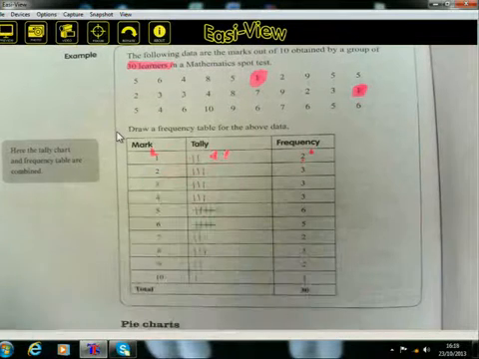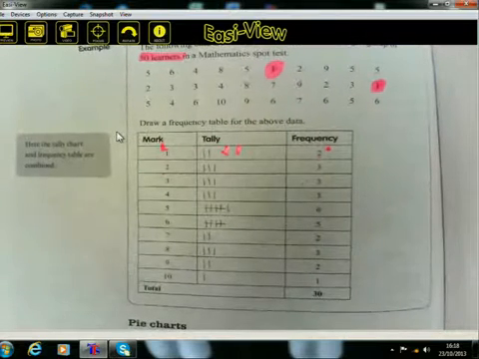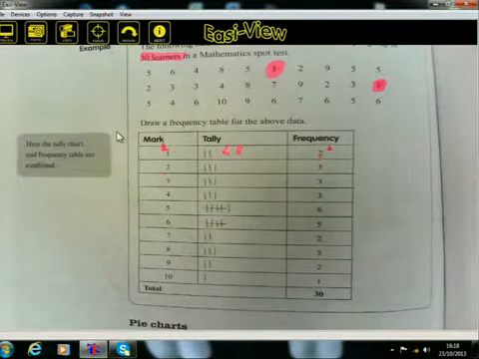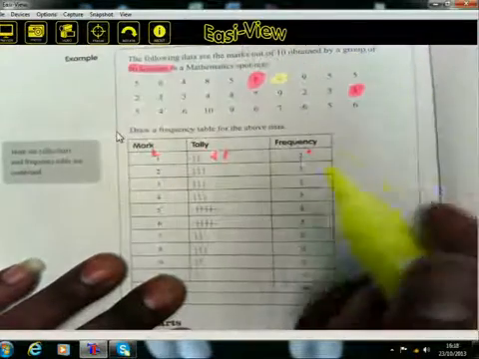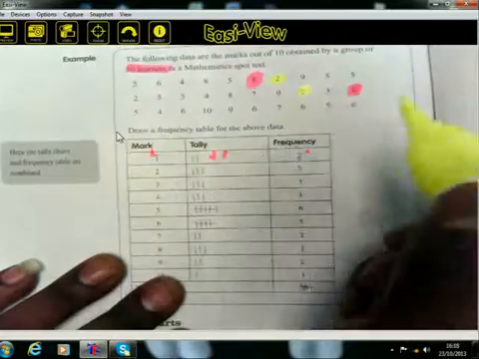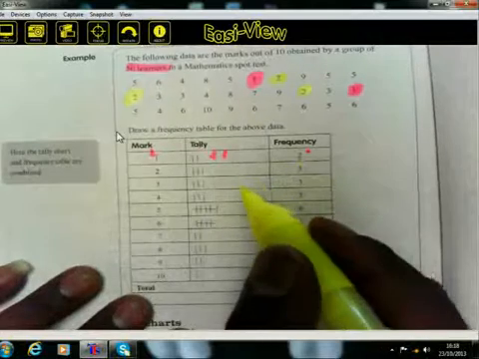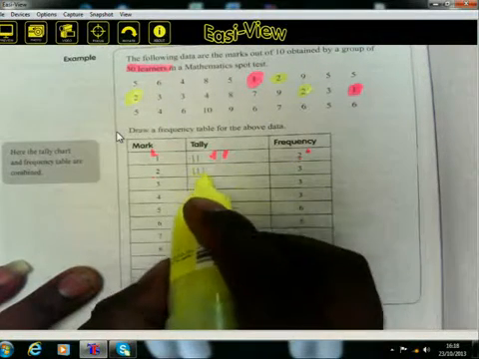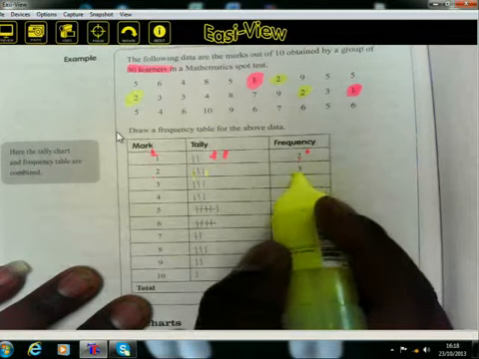The 2's now. Let's have a look how many 2's we are having. Let's double check. The first 2 is this one. The second 2 is this one. And then the third 2. In the tally, we make 1, 2, 3. And then it is 3.